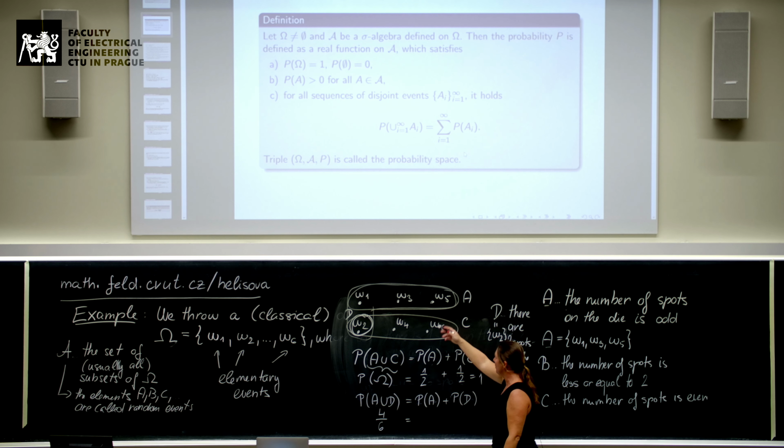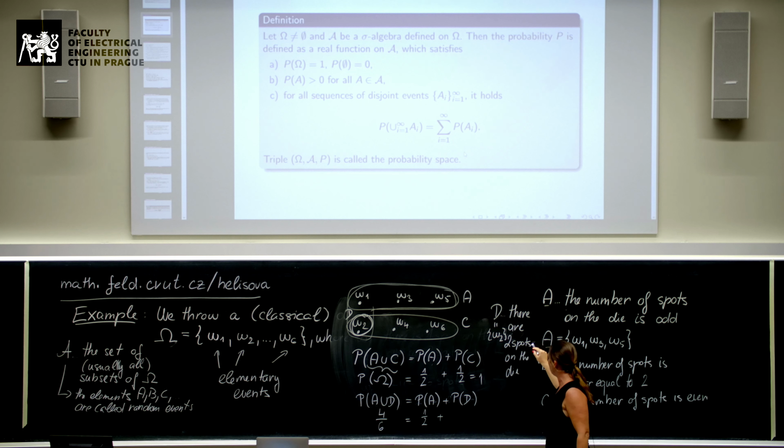The probability of an odd number is 1/2, and the probability of getting exactly 2 spots on the die is naturally 1/6, because we have 6 events and only one of them satisfies that there are 2 spots on the die. So it is okay. But be careful.